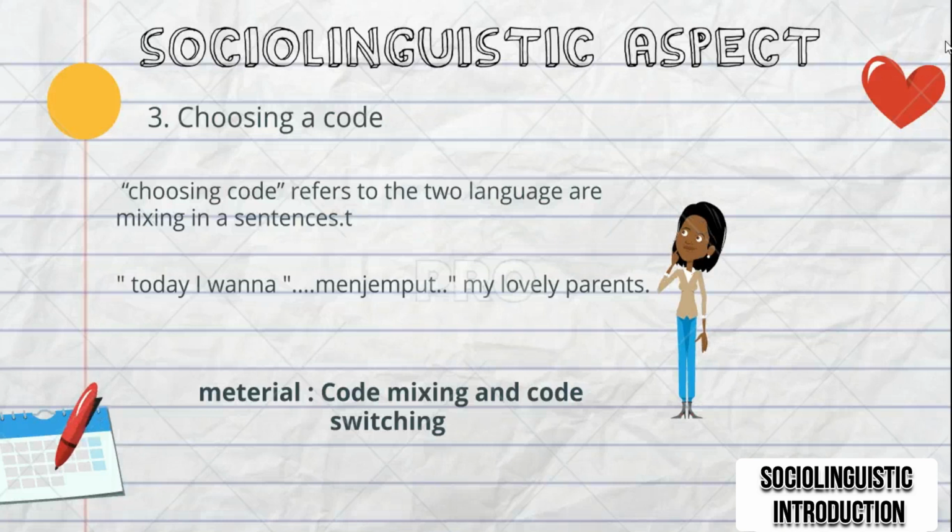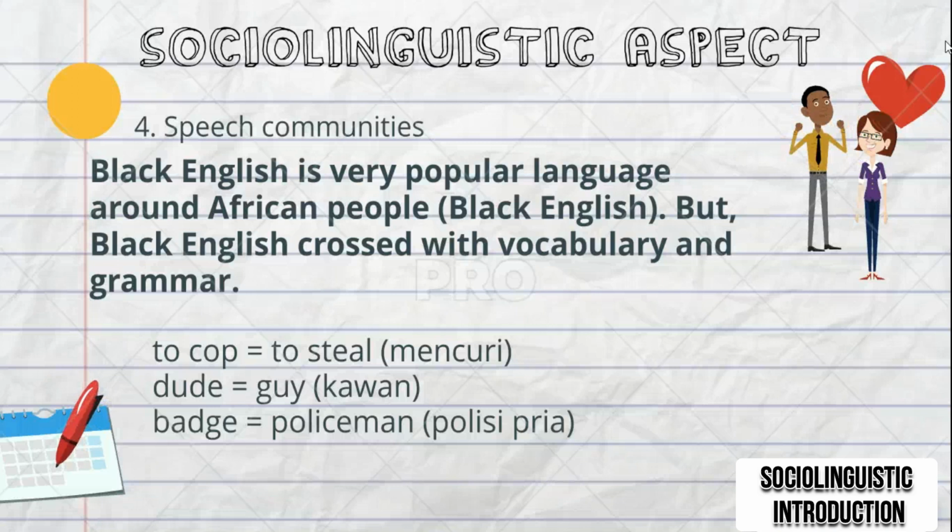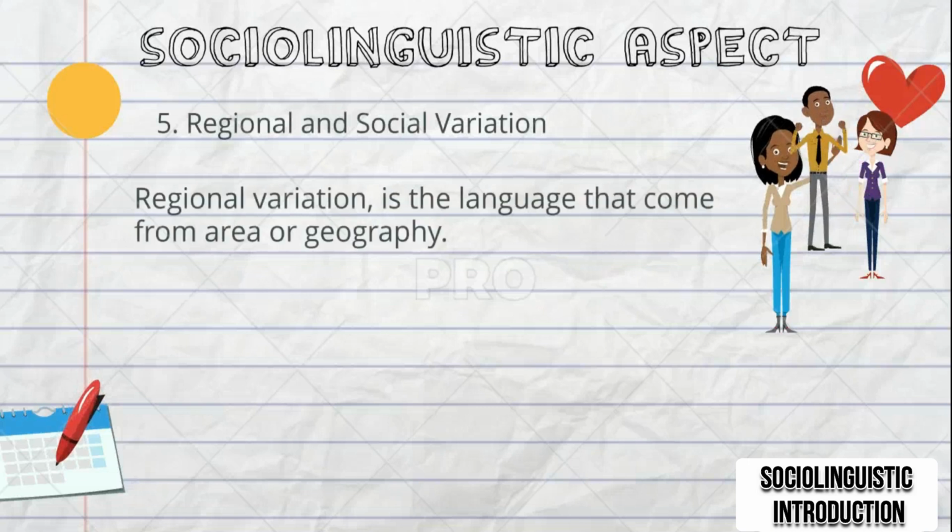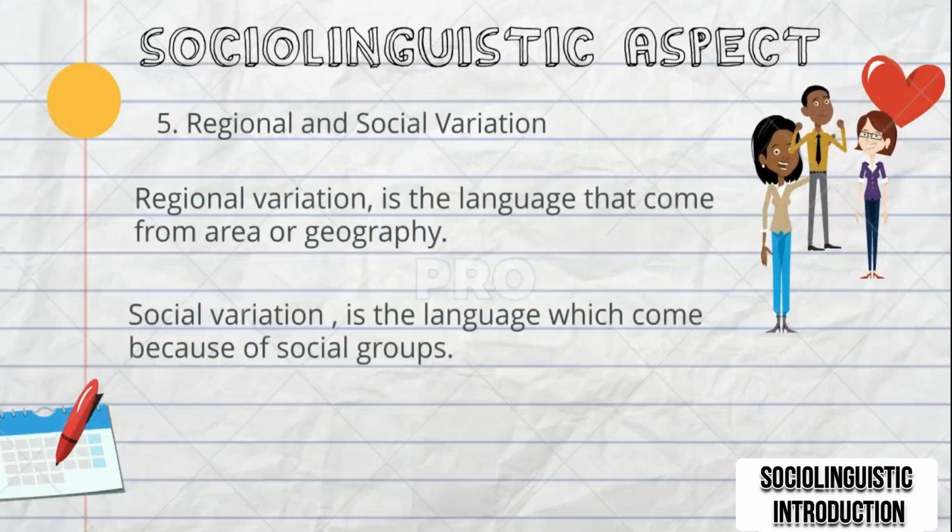Speech community. Black English is a very popular language among African people, but Black English differs in vocabulary and grammar. For example, to cop means to steal, or mencuri. Tooth is a guide. Pet is a policeman. Regional and social variation. Regional variation is language that comes from an area or geography. But social variation is the language used by a social group.